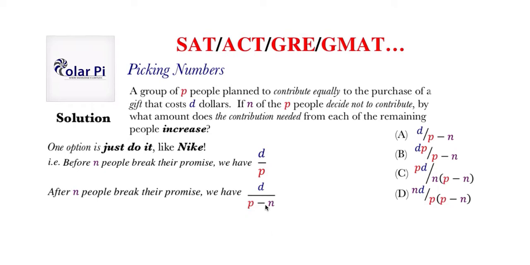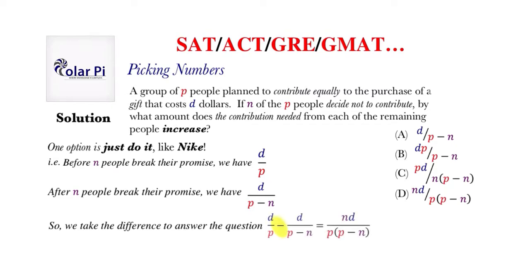Now notice that D divided by (P minus N) is going to be a larger amount. So what you want to do is take the positive difference between these two quantities, right? And that'd be doing this. It's simple algebra. How you go from this to this is just getting common denominators and simplifying. I didn't care to show the intermediate steps. I've left that to you. That's fair, right? Now, obviously, this is answer choice D, so that's the correct answer. So this is if you choose to just do it.